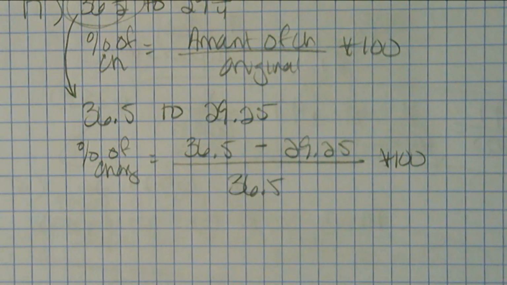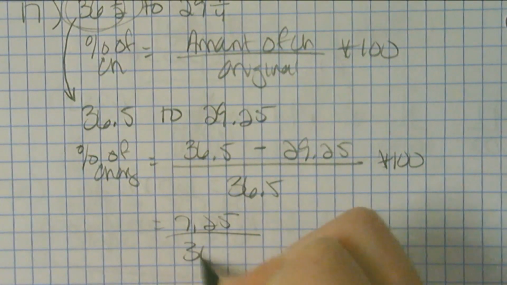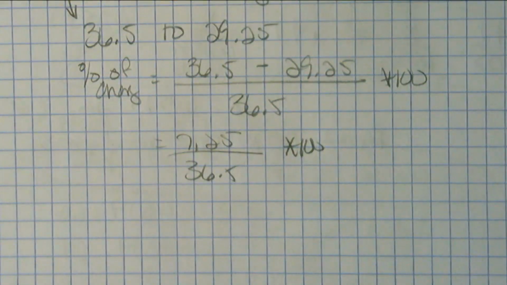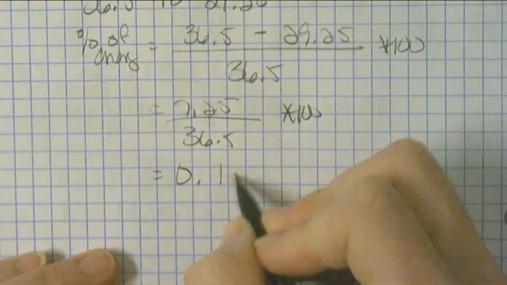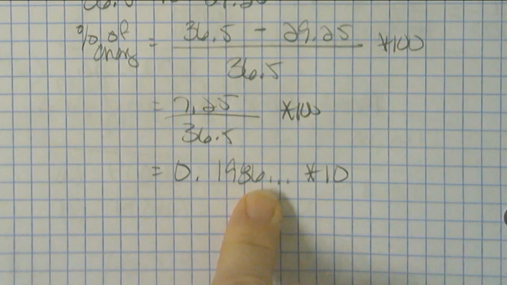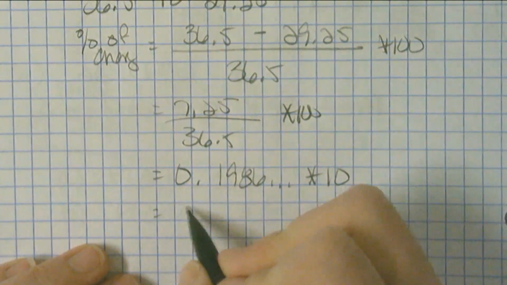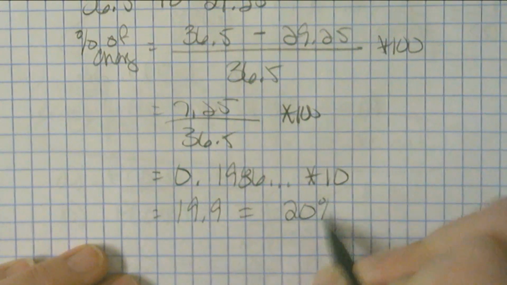All right, so 36.5 minus 29.25 gives me 7.25 divided by 36.5 times 100. So I'm just going to say 7.25 divided by 36.5, and I end up with 0.1986, dot, dot, dot. I wrote it out that far because I need to check. Round to the nearest whole number. If I multiply this by 100, it's 19.9, which rounded is approximately 20%.